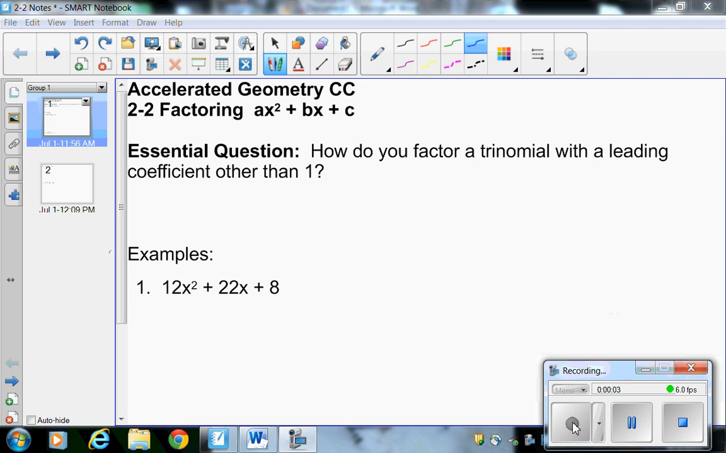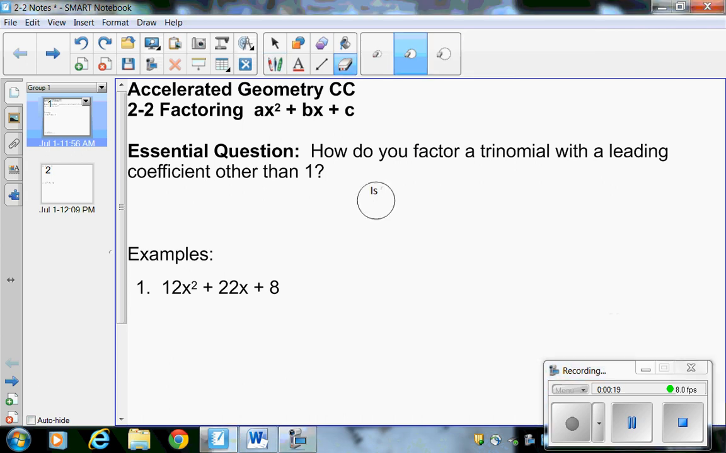This is the video for accelerated geometry on section 2-2 on factoring ax squared plus bx plus c. Our essential question is, how do you factor a trinomial with a leading coefficient other than 1? So we have several steps that we're going to take here.